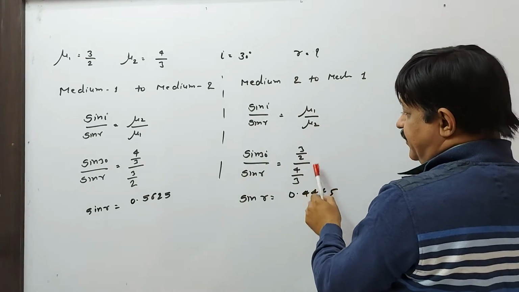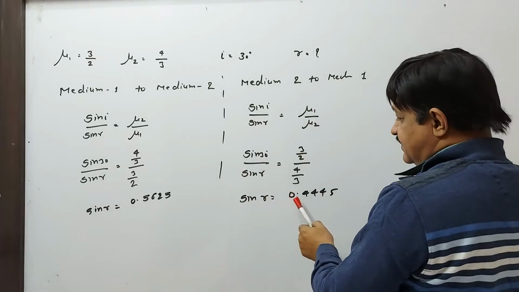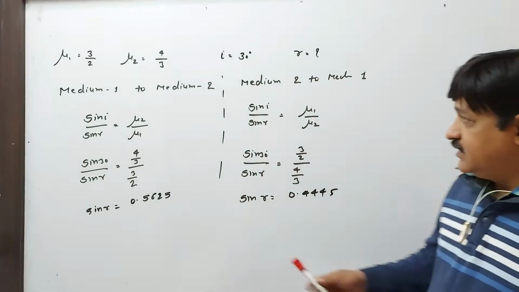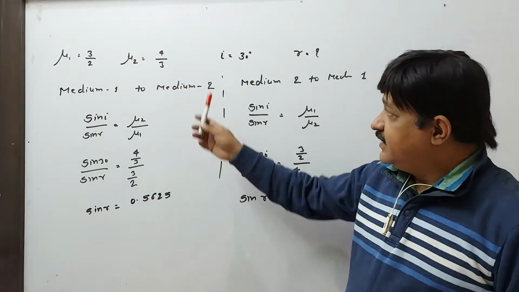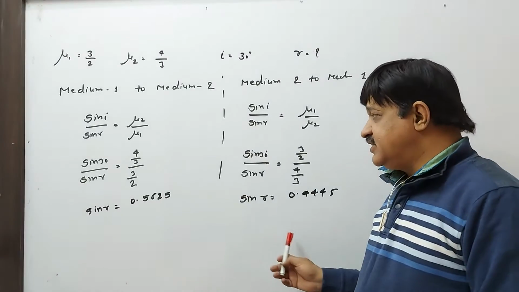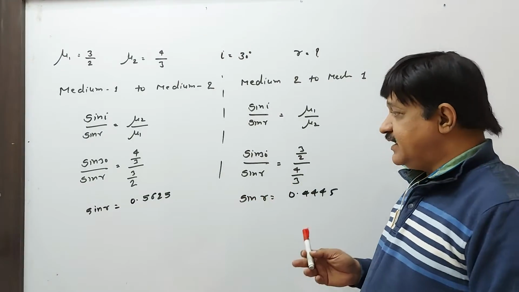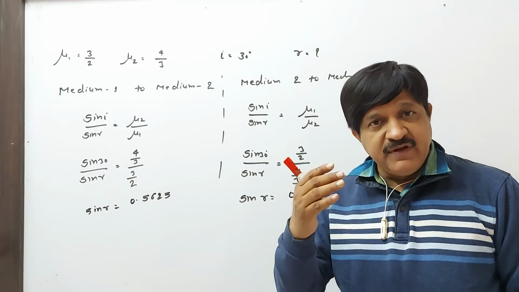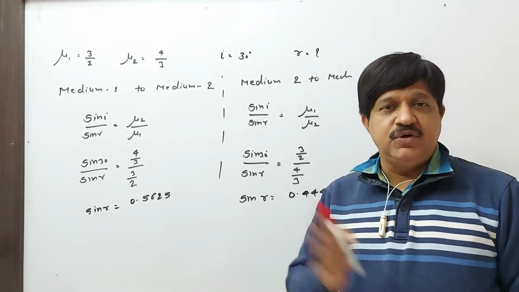3 by 2 upon 4 by 3 and there sin r is 0.4445. So this is how you can calculate whether you are moving from denser to rarer or from rarer to denser. Accordingly the value of angle will change. If it is from denser to rarer, then the bend will move away from normal, and when you will be moving from rarer to denser, it will bend towards normal.